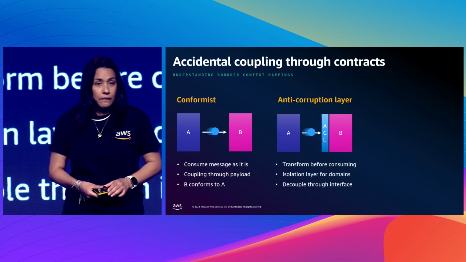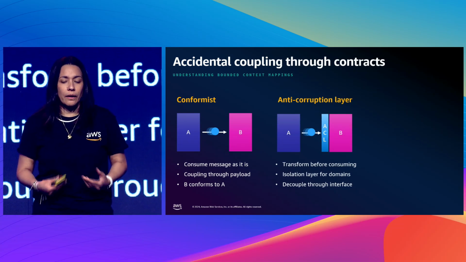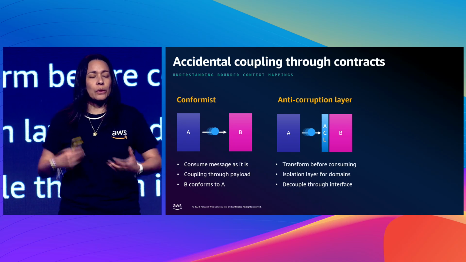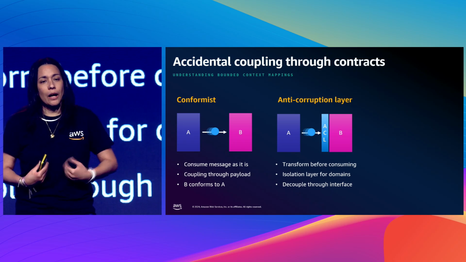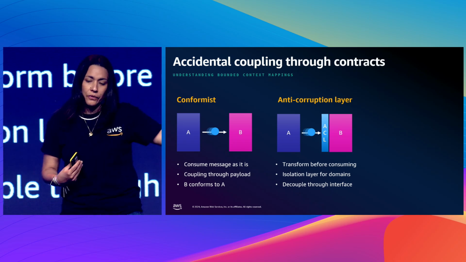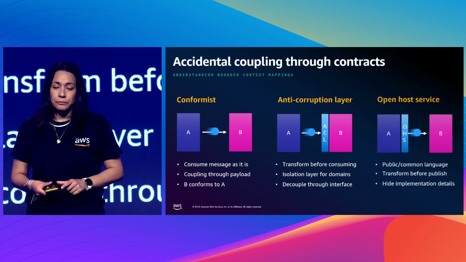In order to avoid this kind of coupling, we can introduce an anti-corruption layer as the consumers. We say, yeah, OK, you send that event, but I won't take it as it is. I will transform it into something that I understand, into my own domain language. I will isolate all the information that you passed along, which does not concern me, and like that I will decouple myself from your model.